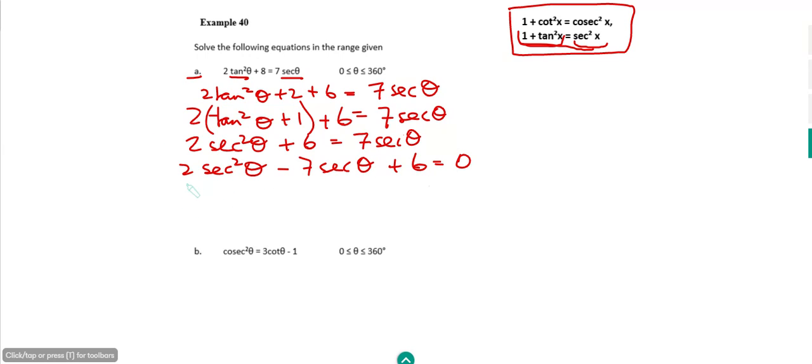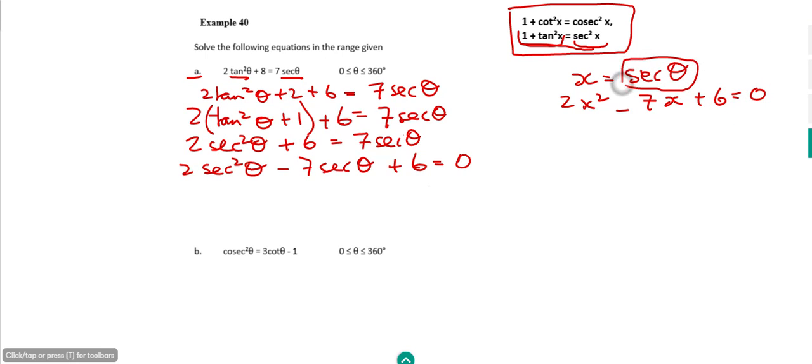And I'm going to try and factorise this. If you wanted, you could just make it in terms of x, so x is going to be equal to sec theta, and then obviously your quadratic will reduce to this, and just use the calculator function to solve it to get the values of sec theta.